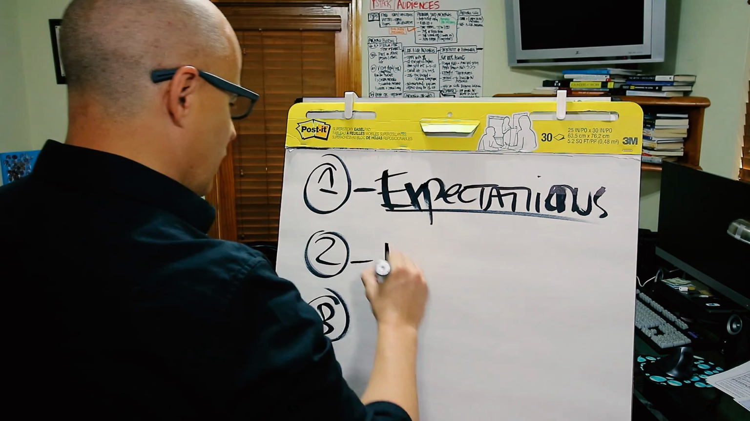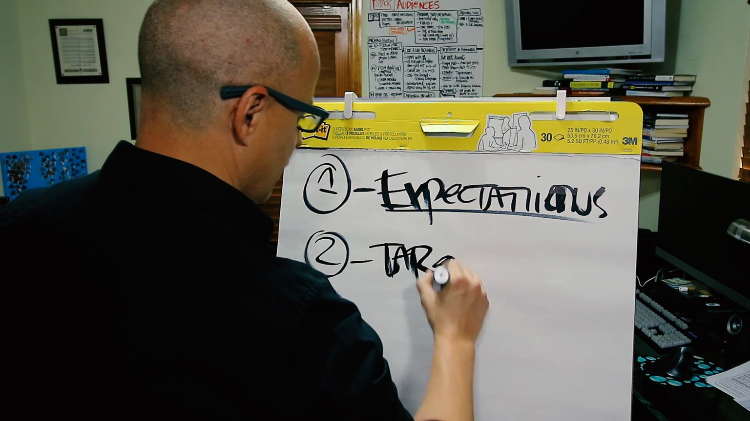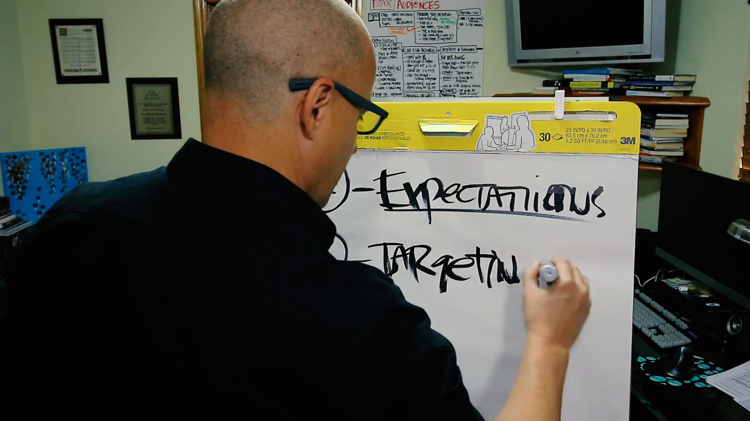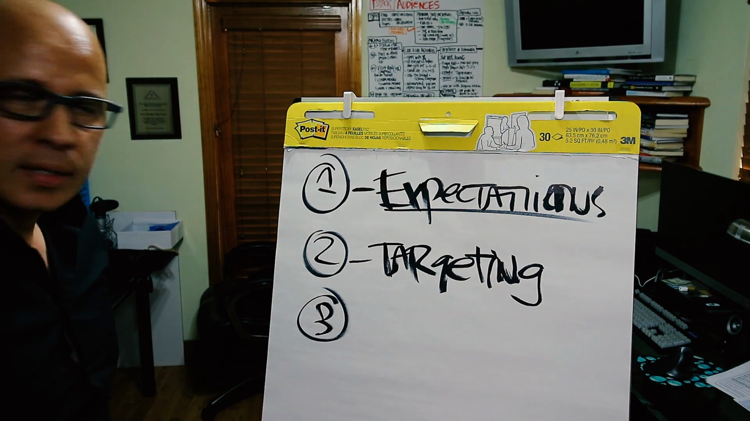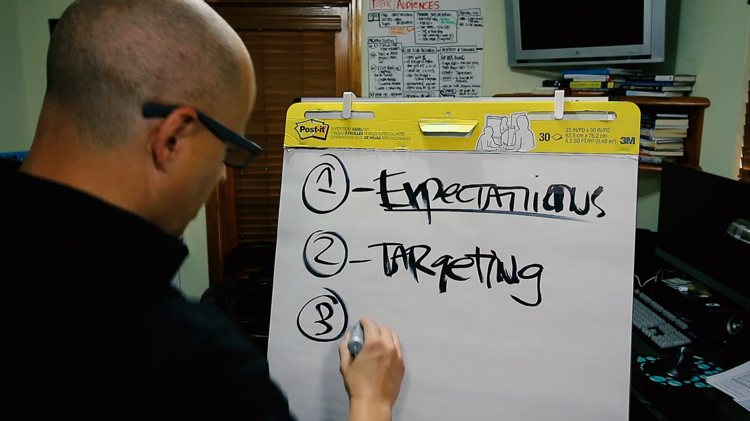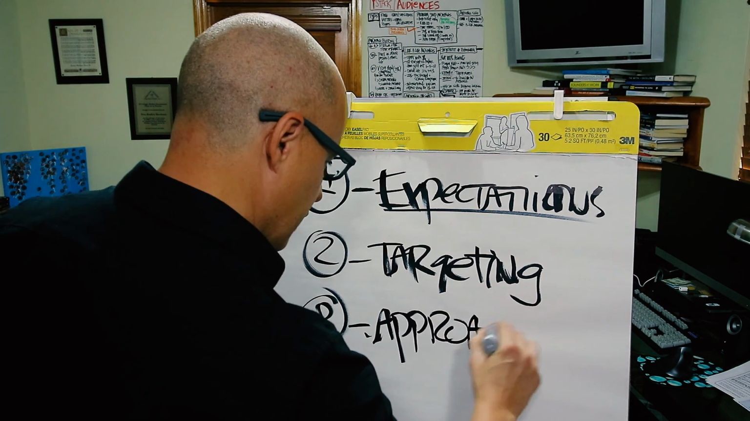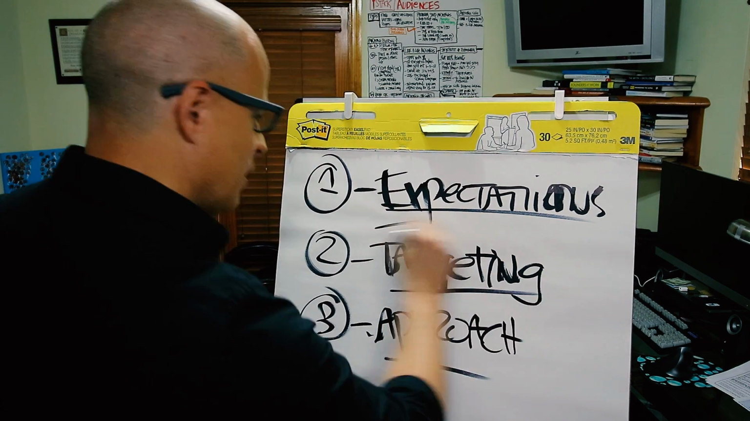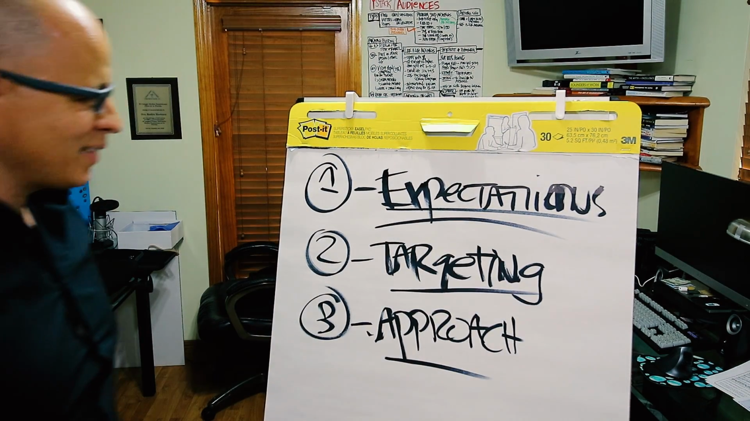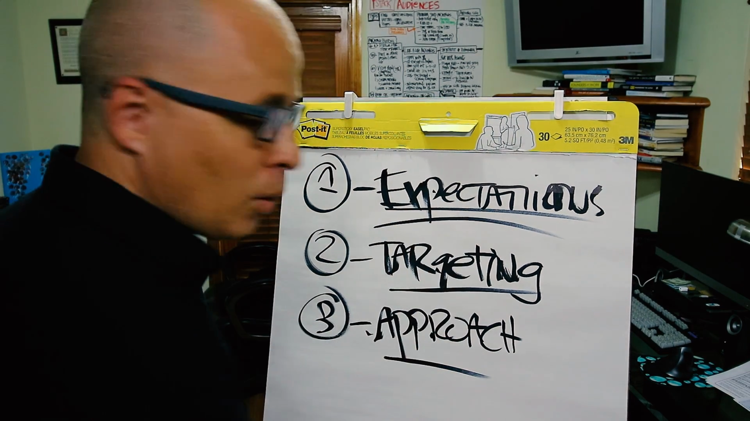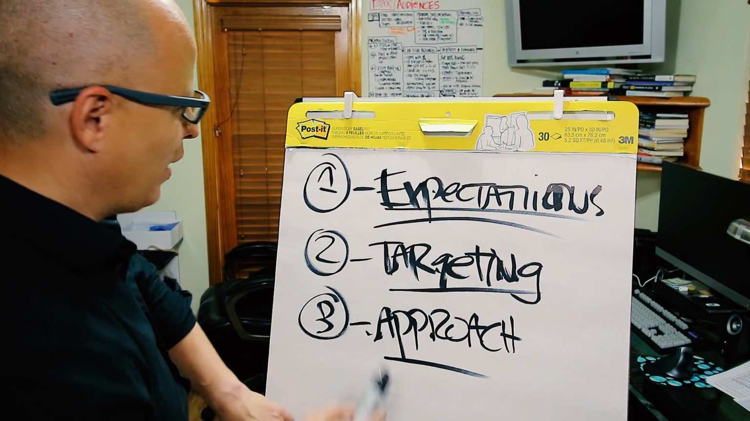Then we're going to talk about targeting, right? Targeting. And then lastly, we are going to talk about the approach. What is the approach? At this rate, I'm going to go through like 14 boards if I write this. Expectations, targeting, and approach. That's what we're going to talk about today. So we're going to go ahead and go with the first one.